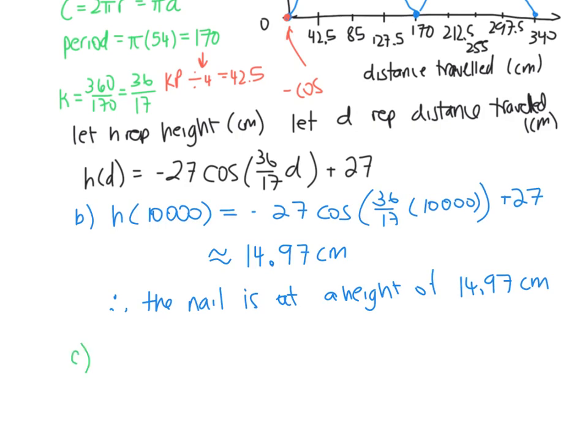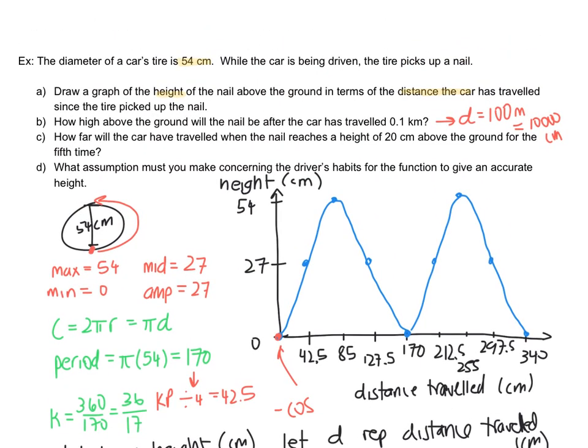And now on to part C. So in C, it says, how far will the car have traveled when the nail reaches a height of 20 centimeters above the ground for the 5th time? So if I look at my sketch here, 20 centimeters is roughly maybe here. So this is the first time, the second time, the third time, the 4th time.